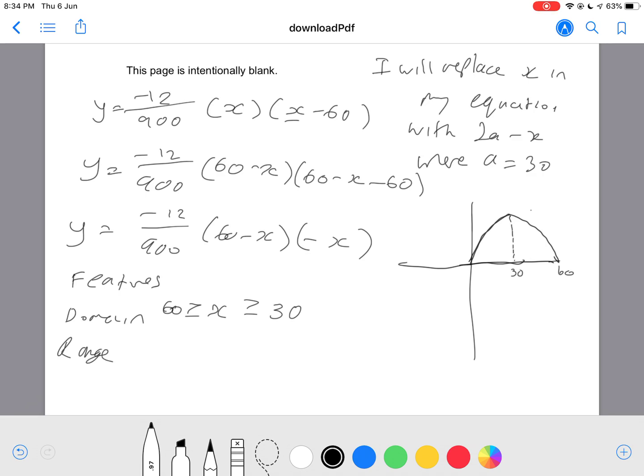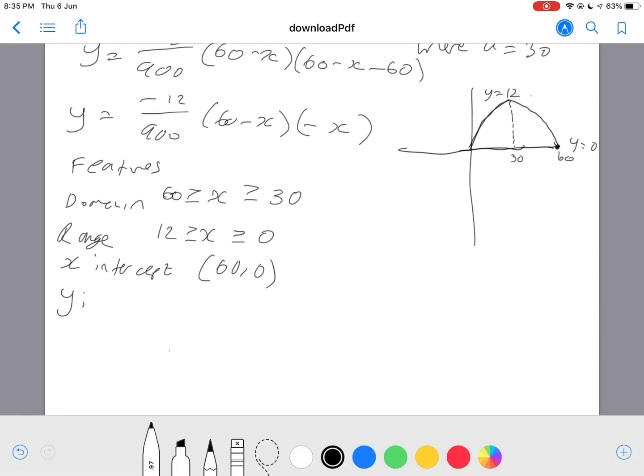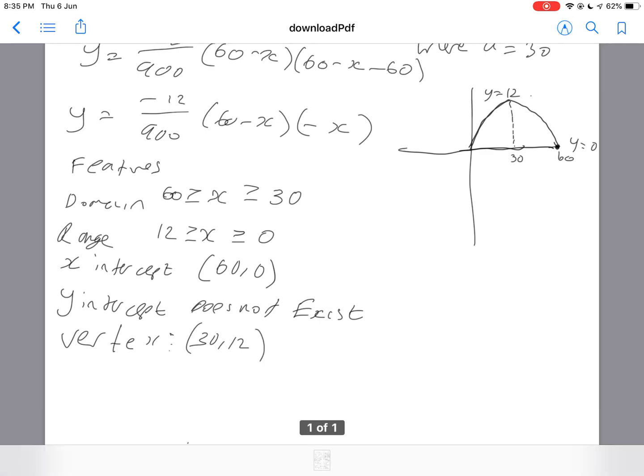Our range stays the same because it starts at y equals 12 and ends at y equals 0. So we're going to say y is greater than or equal to 0 and less than or equal to 12. Our x-intercept will be this point here, and that is (60, 0). Our y-intercept no longer exists, because we restricted our graph from 30 to 60, so we're just going to say y-intercept does not exist. And our vertex stays the same at (30, 12). So that's basically it for the parabola.